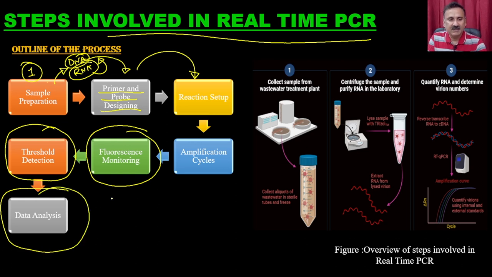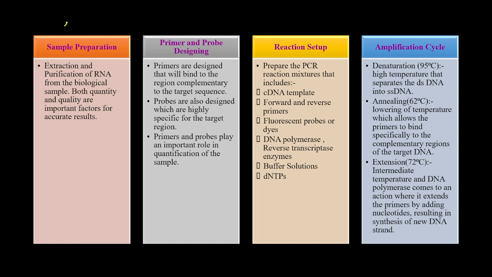Now, each step, for example, in step number 1, you are going to have the sample preparation. So, you are going to extract and purify the RNA or the DNA, whichever molecule you want to isolate or detect from the biological sample. Both quantity and quality are important factors for accurate results. So, you are going to isolate the DNA or RNA, then you are going to check the quality of the molecule by running it on the agarose gel. In the case of DNA, you are going to run the regular agarose. In the case of RNA, you are going to run the denaturing agarose gels.